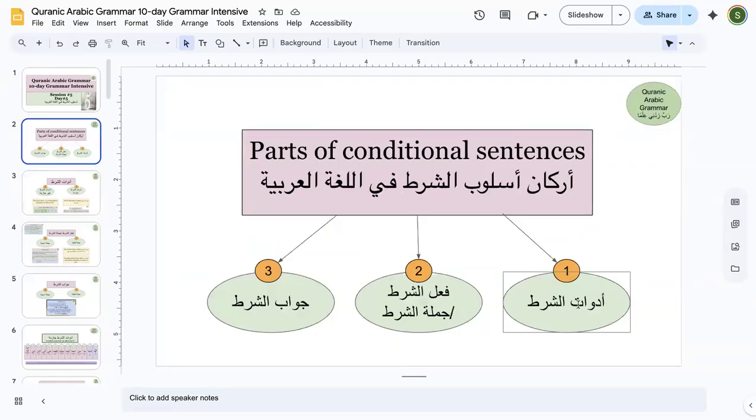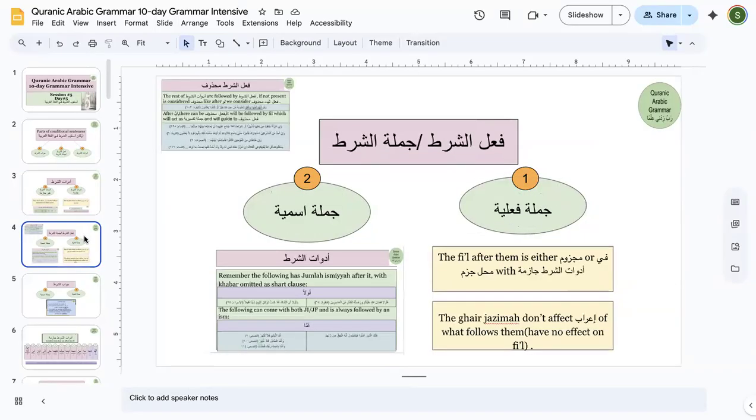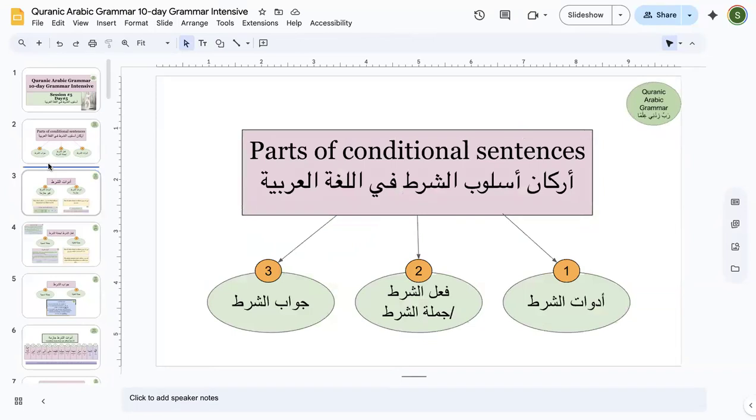And this first part, adwatu shart, you have divided into two types, adwatu shart jazima and ghair jazima. The second part was the fi'lu shart or jumlatu shart. So I will hide my slide. After adwatu shart, do you always have fi'lu shart? Is it always followed by fi'lu shart? Is it always followed by a fail? What do you think? There are very advanced students in the class. I'm hoping to get an answer from them.